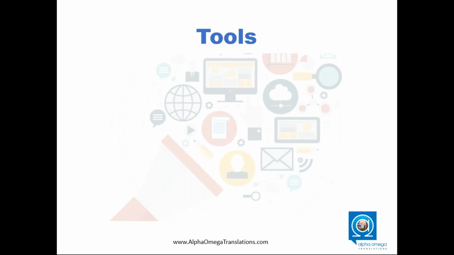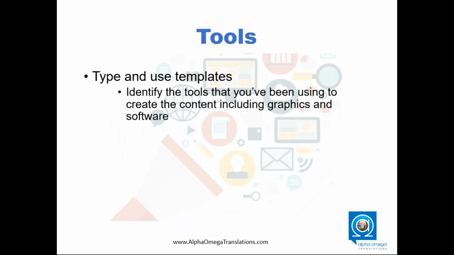Okay. Now you want to talk about the tools that you're going to use. And then the vendors can determine what resources they will need on their localization side. So some of the tools include the type and use templates. And that's where you identify the tools that you've been using to create the content, including graphics and the software. Again, that's going to help the vendor determine what resources they need so they can give you an accurate proposal.